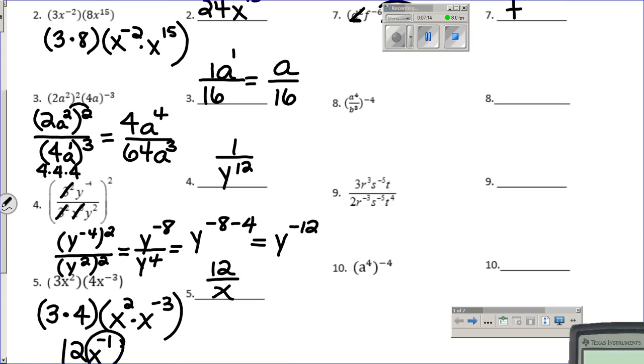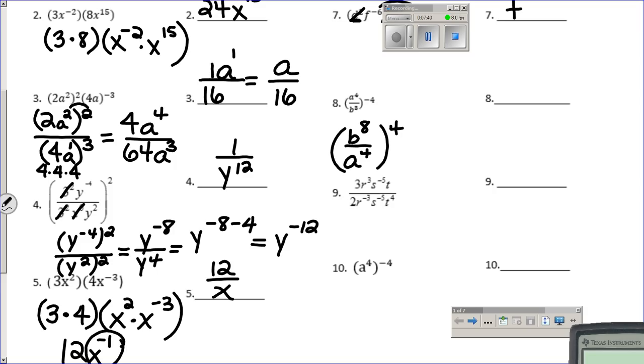Okay, number 8, we have a quotient, and we're raising everything to the negative 4. So we could go ahead and flip-flop these to make the exponent become positive. So basically you take the b to the 8 and you move it to the numerator. You take the a to the 4th, move this to the denominator, and that allows us to change the outside exponent to a positive. Now you're going to raise each exponent to a power by multiplying.